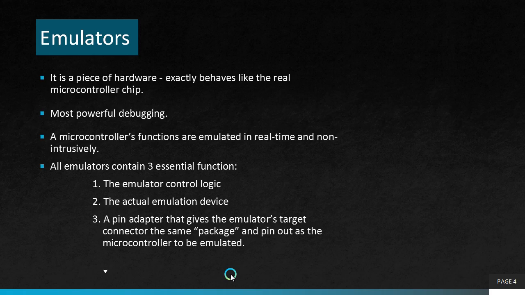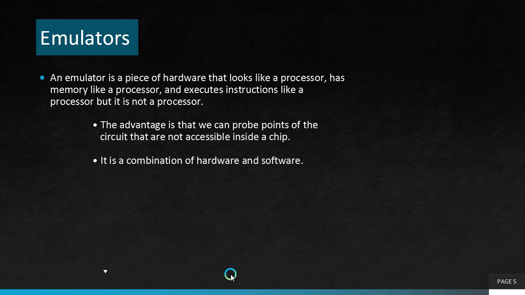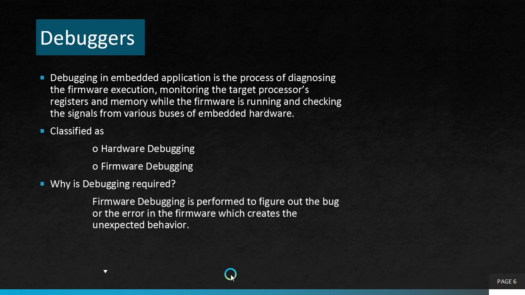the emulator. We can also define emulator as a piece of hardware that looks like a processor, has memory like a processor, and executes instructions like a processor. But it is not a processor. The advantage is that we can probe points of the circuit that are not accessible inside a chip. It is a combination of hardware and software.